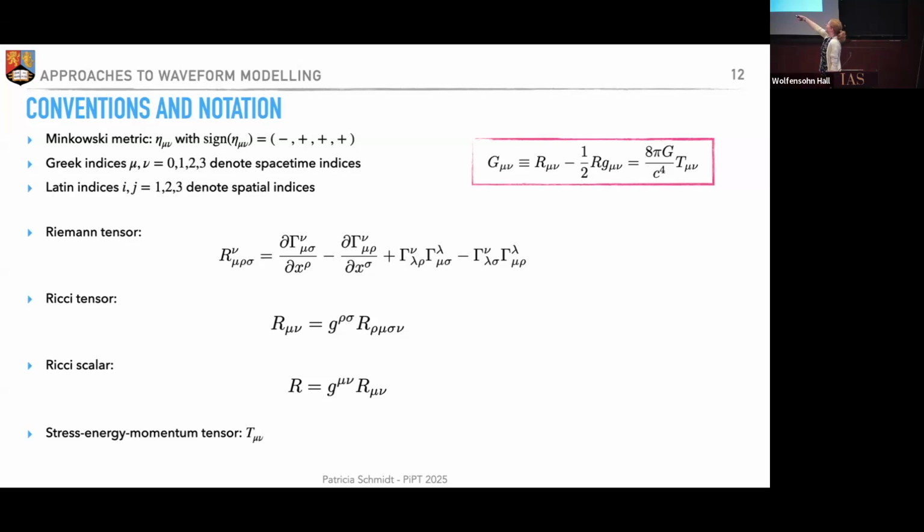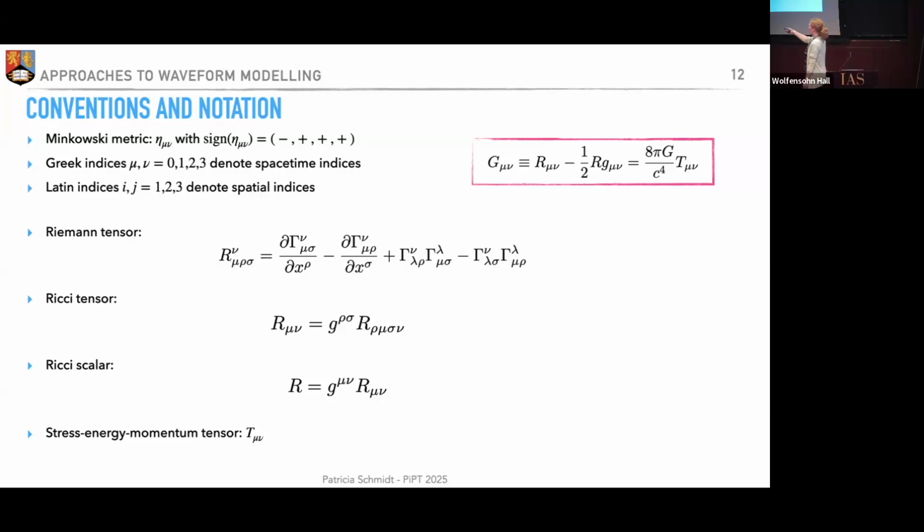Sorry. Greek indices are going to denote spacetime indices, so four of them, including the time component, and Latin indices are purely spatial. Okay, so that's hopefully consistent. If you spot any mistakes, please do shout out. And with that set of definitions, we have the Riemann tensor defined in the normal form here, where x just denotes some coordinates that you choose, and the gammas here are the Christoffel symbols, and the Ricci tensor is the 1-3 contraction of the Riemann tensor.